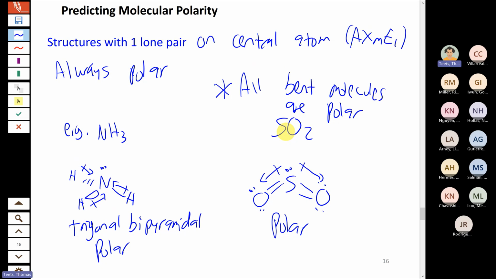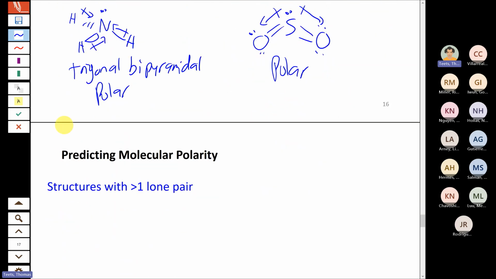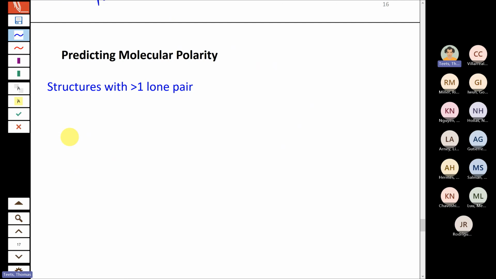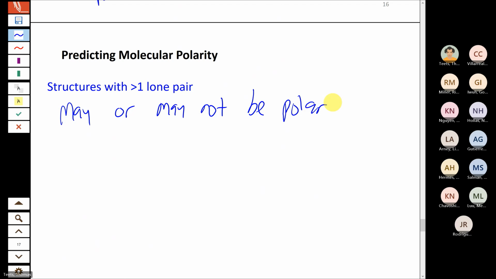Okay. And then the only ones that are a little bit confusing. If there's 0 lone pairs on the central atom, it's nonpolar. If there's 1 lone pair on the central atom, it is polar. The only ones that require a little bit of extra thought and effort are the structures that have more than 1 lone pair, of which there aren't too many possibilities. With more than 1 lone pair, E2 or E3, which is as high as we'll go, the unsatisfying answer is that they may or may not be polar. So there's no easy rule here.